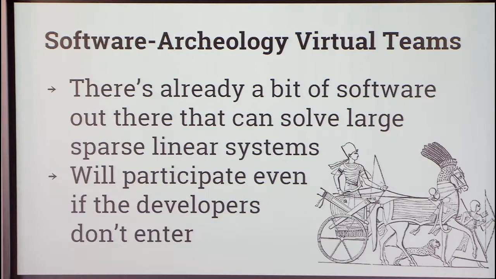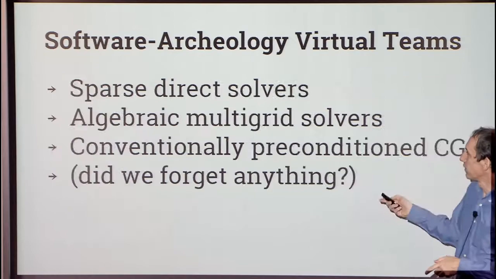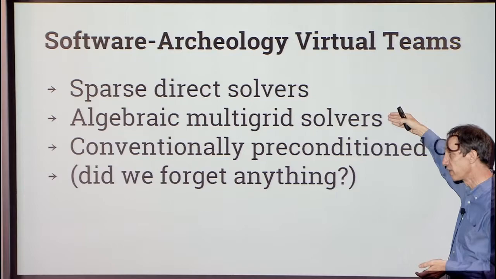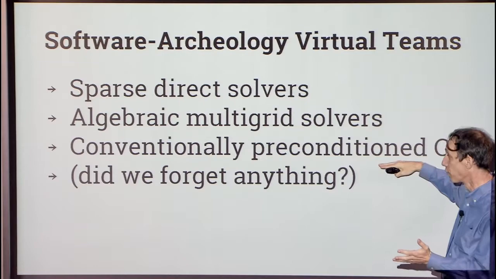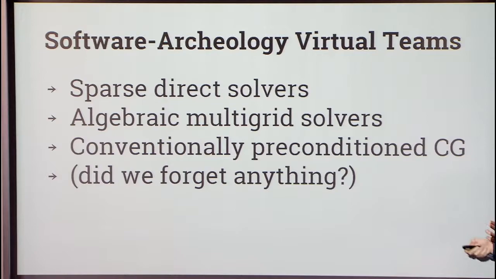These include sparse direct solvers. There are lots of them out there. Algebraic multigrid solvers are not specialized to Laplacians, but they're specialized to problems that look like Laplacians. There are also all kinds of conventional preconditioning ideas for conjugate gradients, like incomplete Cholesky and sparse approximate inverses.